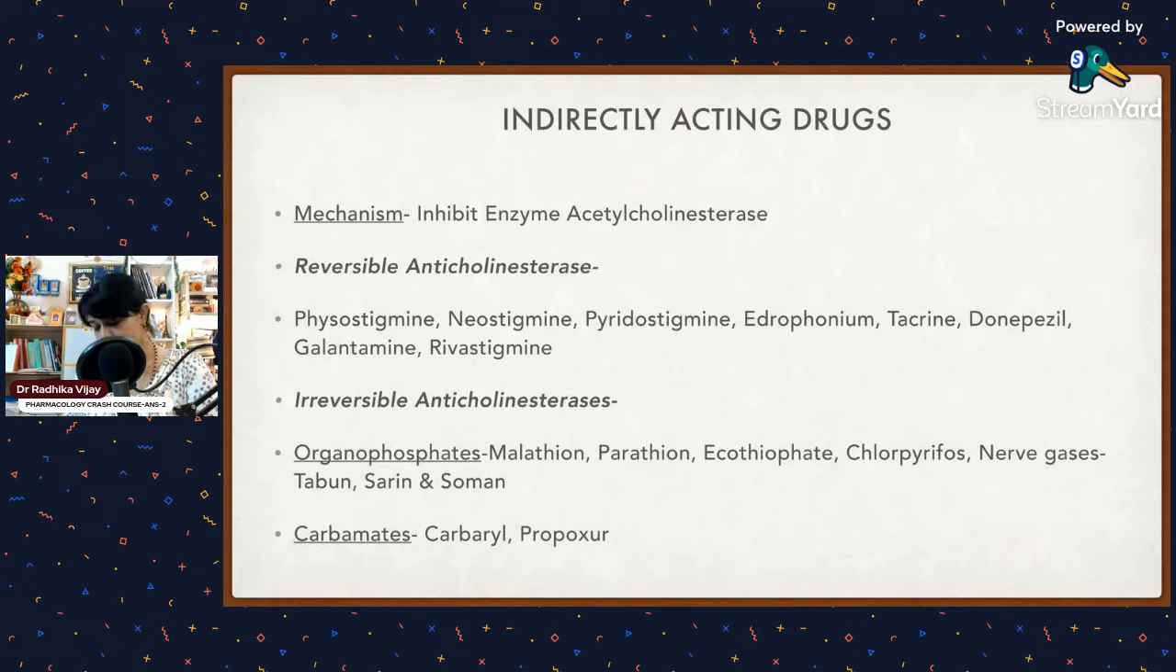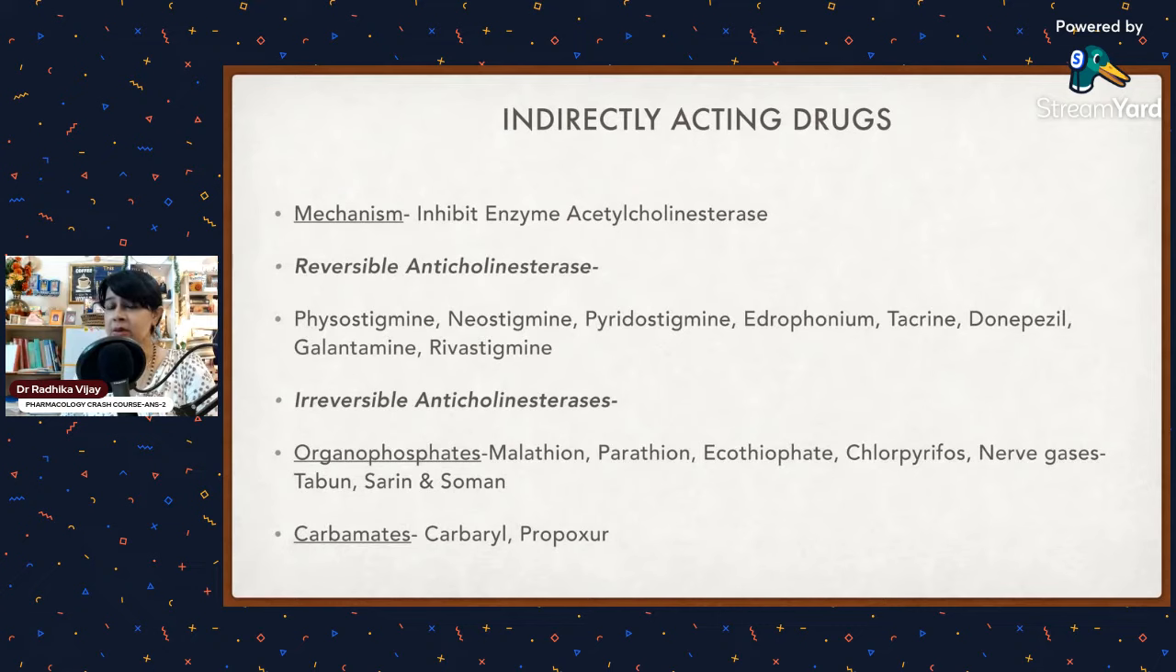Let's talk about the specific actions. Physostigmine is a naturally occurring tertiary amine. It is lipid soluble. Others, tacrine, donepezil, rivastigmine, and galantamine, are also lipid soluble. All other reversible anticholinesterases are not tertiary but quaternary compounds. They are lipid insoluble, apart from the ones that I've told you.